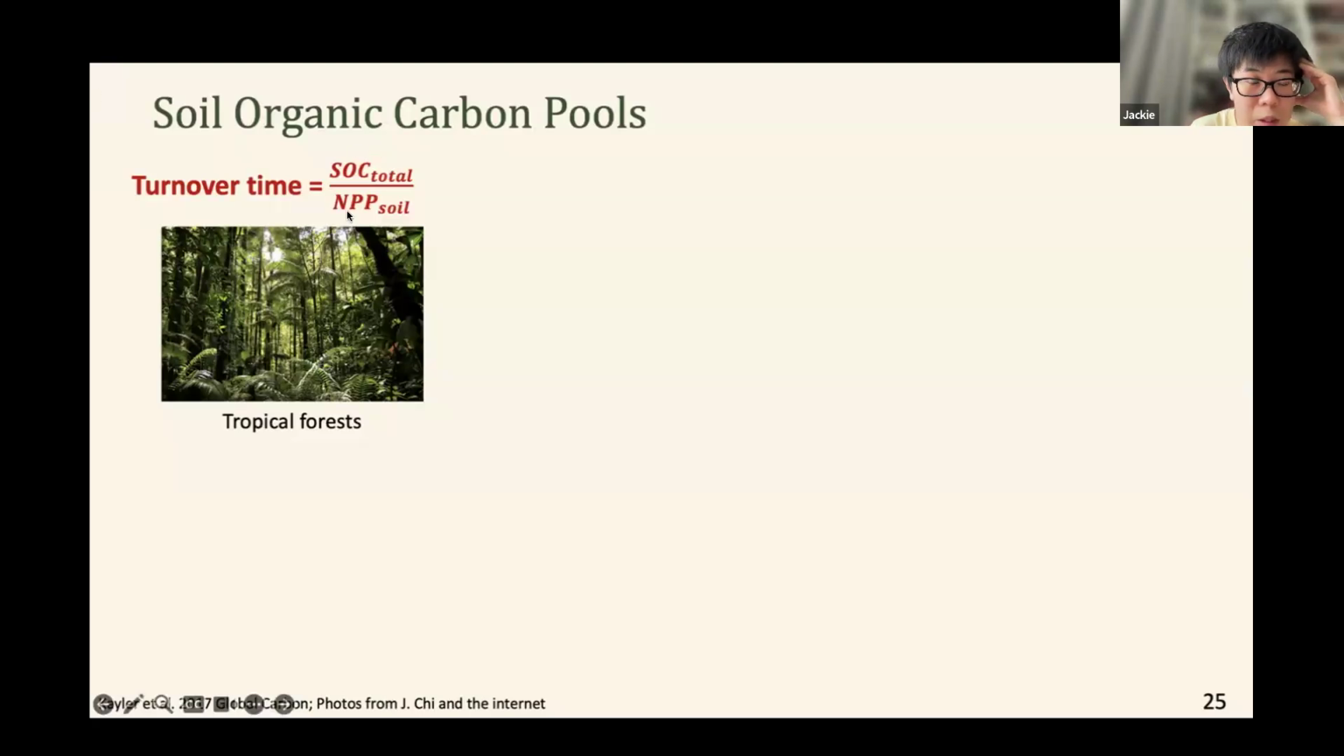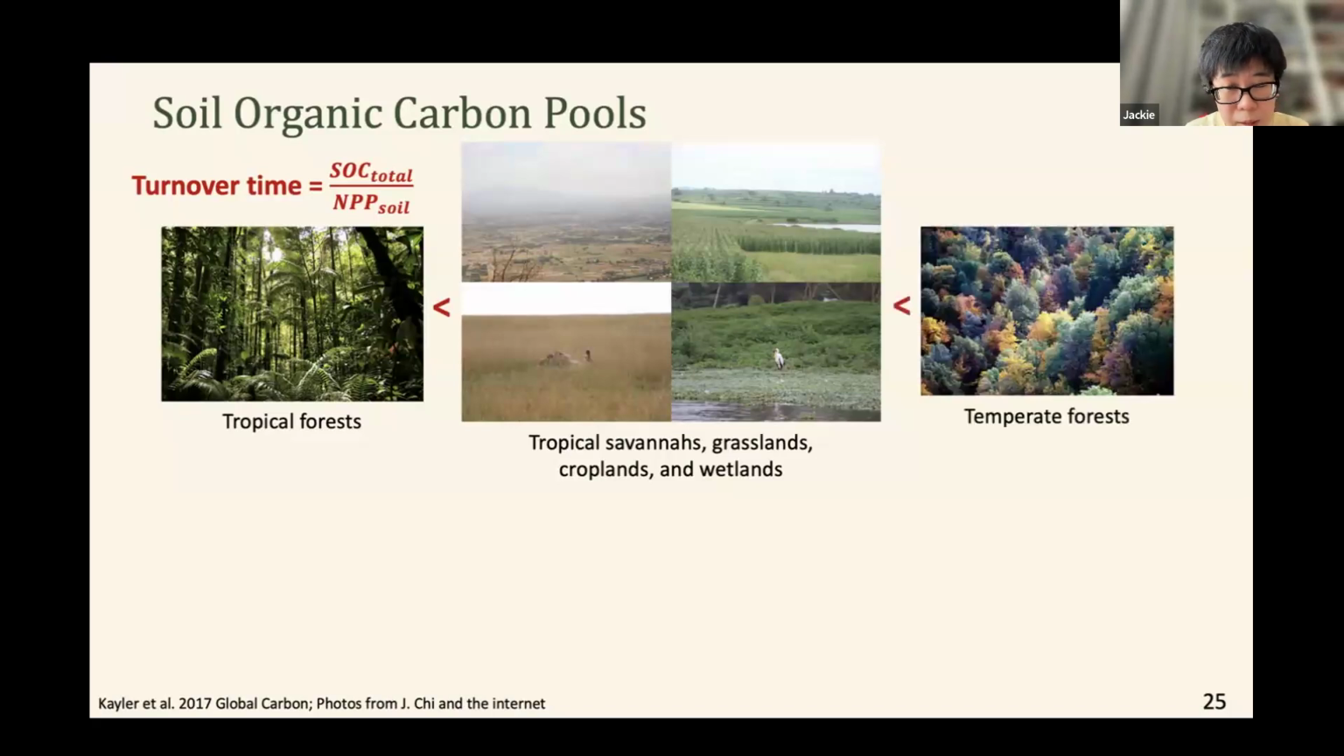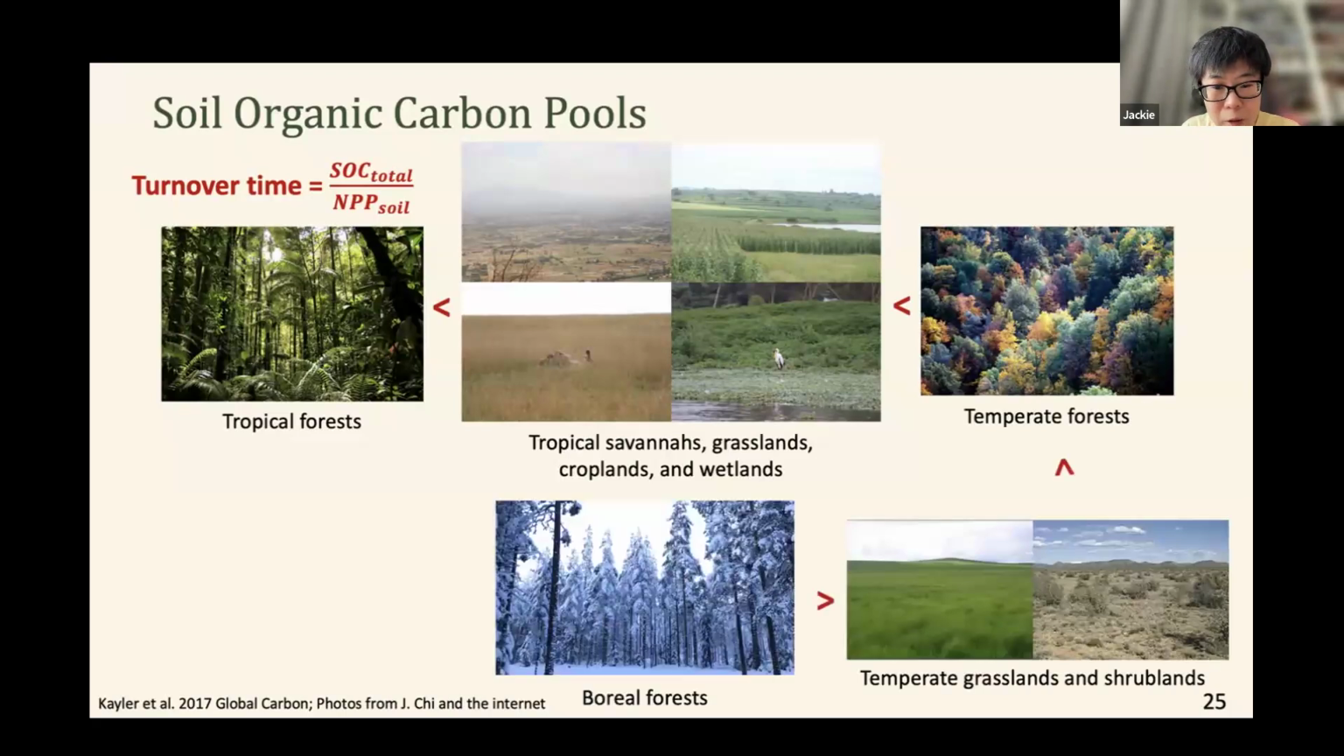But if you think about the equation like this, you can give a comparison of this soil turnover time in different regions and also in different ecosystem types. For example, the tropical forest has the shortest turnover time. That also means it has the highest turnover rate, right? It is smaller than the tropical savanna and grassland, and also smaller than the temperate forest, followed by temperate grassland and shrubland, right? And boreal forest will have a longer turnover time.